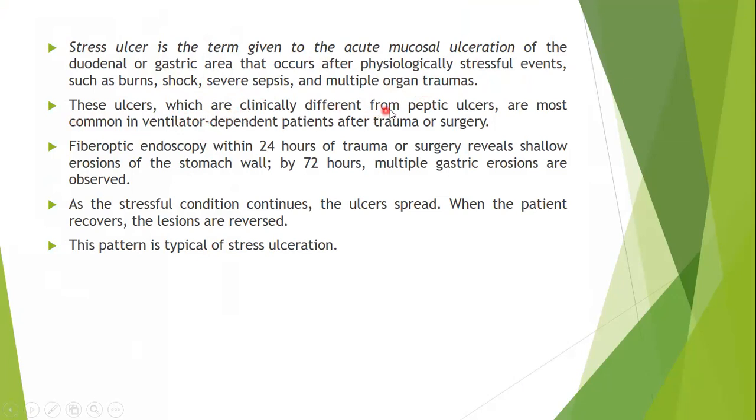So these ulcers, which are clinically different from peptic ulcer, are more common in ventilator-dependent patients after trauma or after surgery. And we had said that when an endoscopy is done within 24 hours of the trauma or the surgery, you'll see erosions of the wall. And by 72 hours, there will be multiple gastric erosions observed. So this is a typical sign of stress ulcers. As the stressful condition continues, the ulcer spreads. When the patient recovers, the lesions are reversed. So when this phenomenon is observed, then you know that these were stress ulcers.